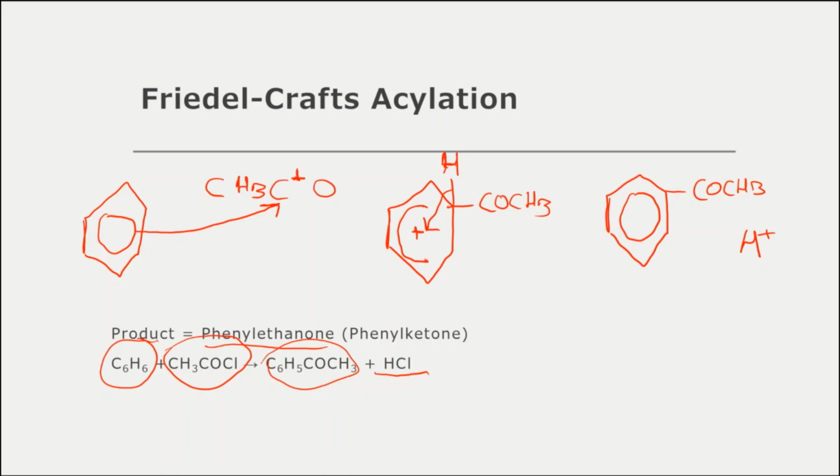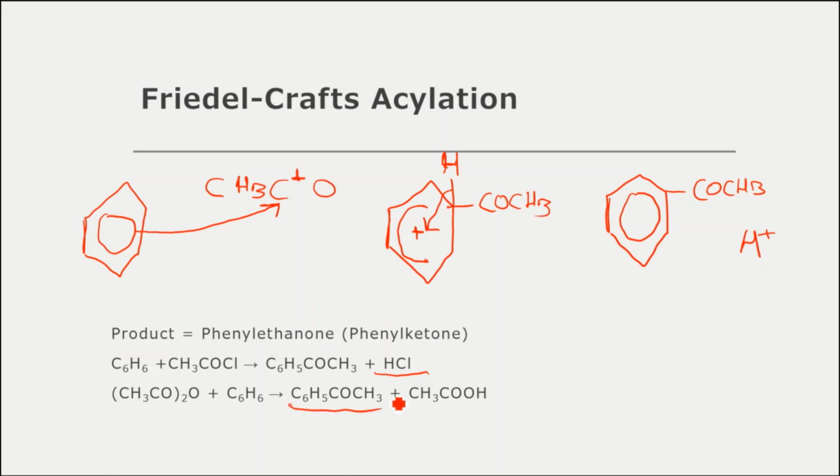Sometimes they also ask you about Friedel-Crafts acylation with an acid anhydride. In that case, you'd still be forming a phenyl ketone, and you just have an acid anhydride at the start, and the benzene the same as before. So you form that same product, but at the end you would also be forming a carboxylic acid, the original carboxylic acid, and that's the only difference in this.